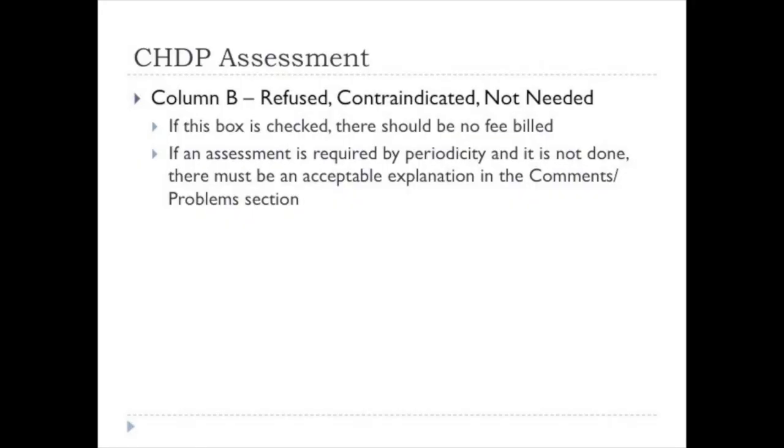Column B is refused, contraindicated, or not needed. Checking this box means that no procedure was performed. No fee should be billed for a procedure if this box is checked. If a procedure is required for the age of a child, you must write an acceptable explanation for not performing the procedure in the comments problem section.